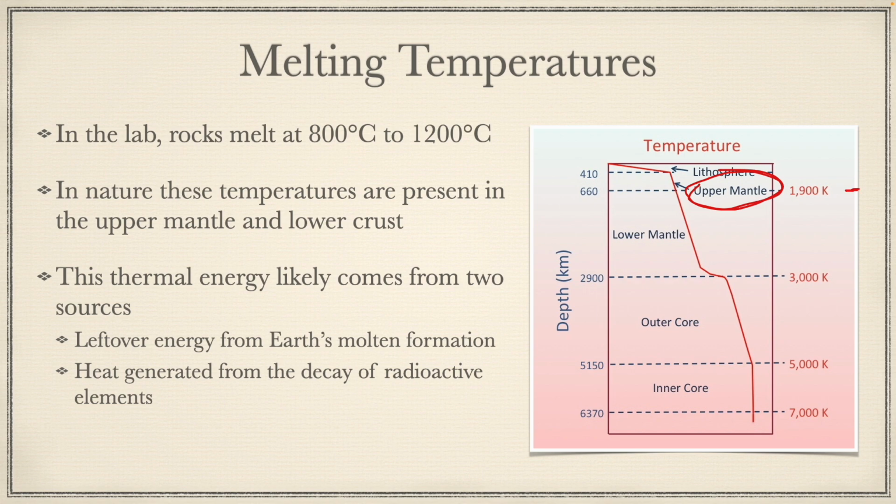So this thermal energy likely comes from two sources. So first off, it's leftover energy from Earth's molten formation. As the Earth formed, a lot of meteors and planetesimals and larger bodies of rock kind of came together, and the friction from that heated the rocks up and caused them to melt. And then that energy has been trapped in the interior of the Earth because the crust kind of acts as an insulation layer that kind of traps that heat.